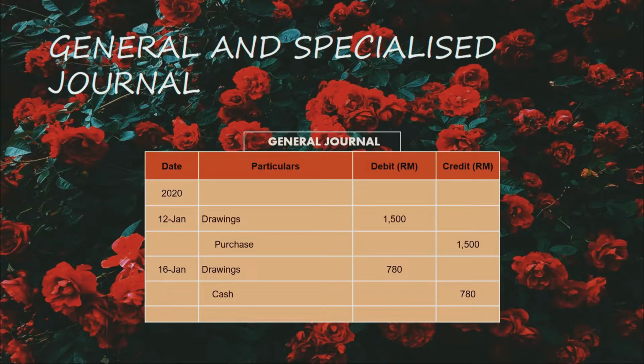For General Journal, on 12th January, Danish drew inventory of RM 1,500 for his parents. We have to debit drawing RM 1,500 and credit purchase with the same amount. On 16 January, the owner draws inventory of RM 780 for his personal use. We have to debit drawing RM 780 and credit cash with the same amount.